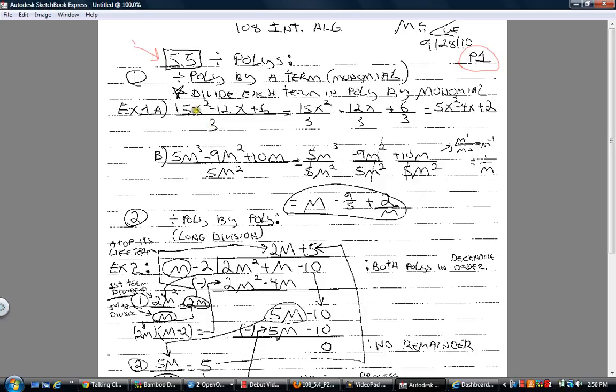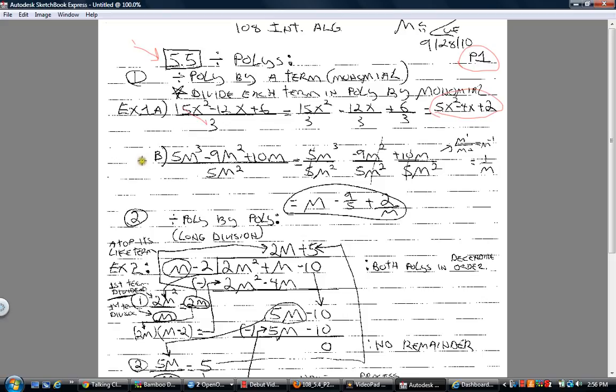And all they're asking you to do here is take each term up in the numerator and divide it by the single term in the denominator. Now you could separate them out if you like, as I've done here in this example. So if you'd like to do that, that's fine. A lot of you might be able to just look at 15x squared divided by 3 and say 3 goes into 15 5 times, and notice the x squared comes along. This one's fairly easy. Negative 12 divided by 3, I've got it written out here. Result is negative 4x. Finally, 6 divided by 3 is 2. And you're on your way.